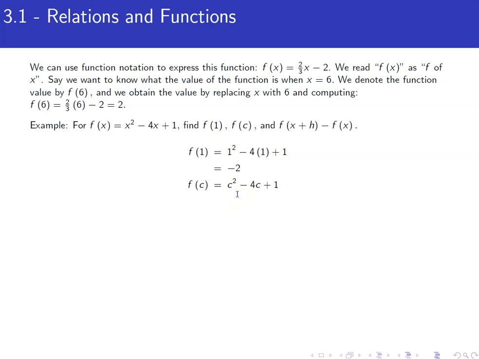F of c, well, we're just going to take out the x and put in a c. We'll get c squared minus 4c plus 1. And there's not a lot else we can do because we don't know what the value of c is.